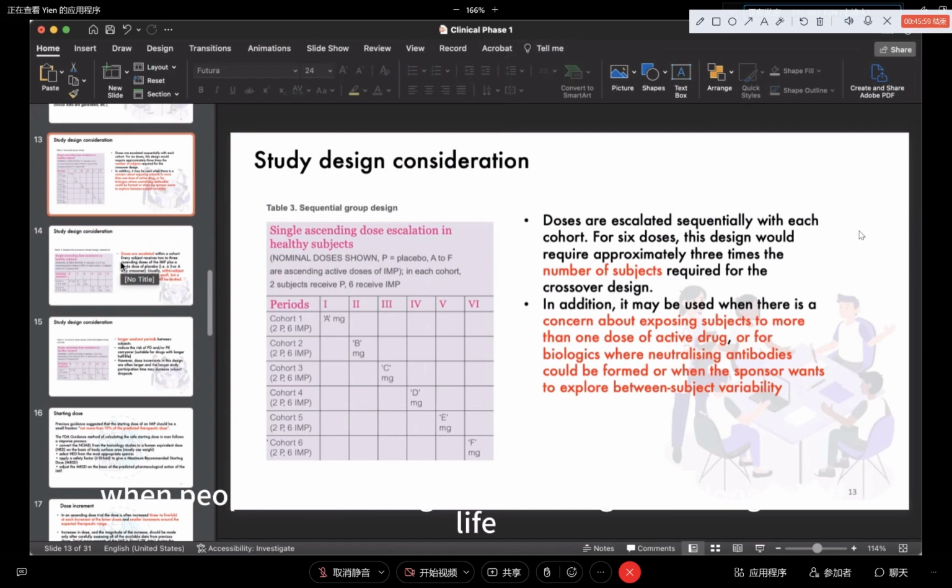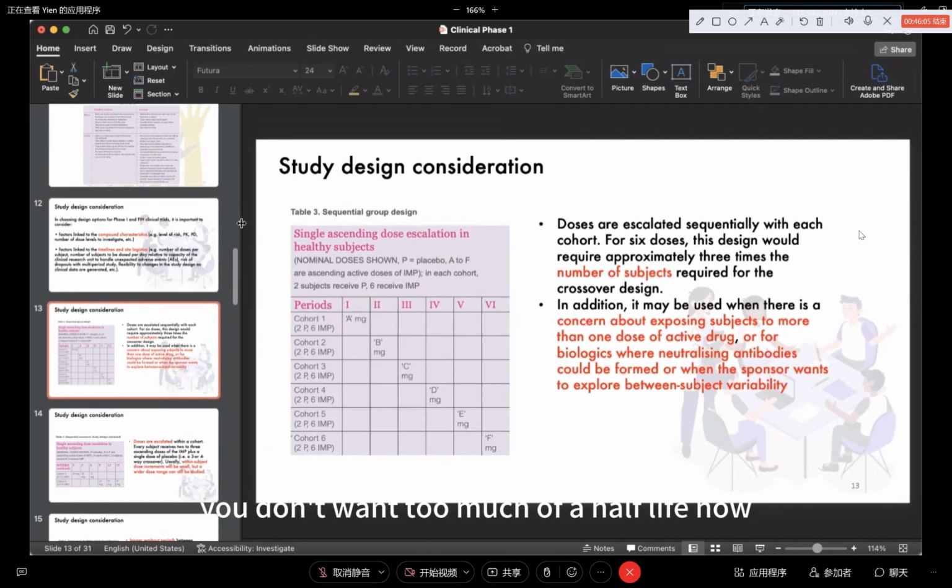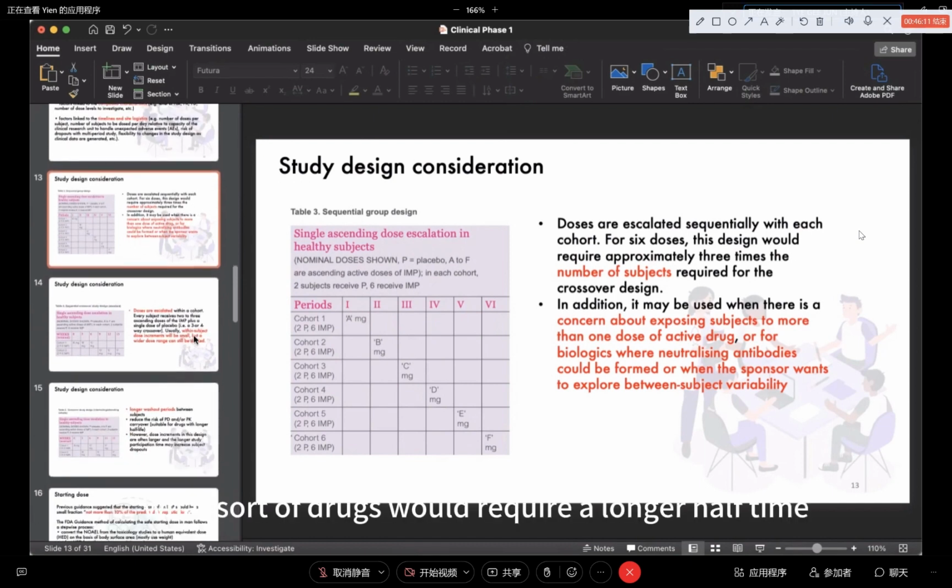When people look at drugs, certain drugs have longer half-life, which is crucial. Some drugs you don't want too much of a half-life. Now, if I were to pose this question to everybody, what sort of drugs would require a longer half-life, while what sort of drugs would require a shorter half-life? Anybody want to answer?